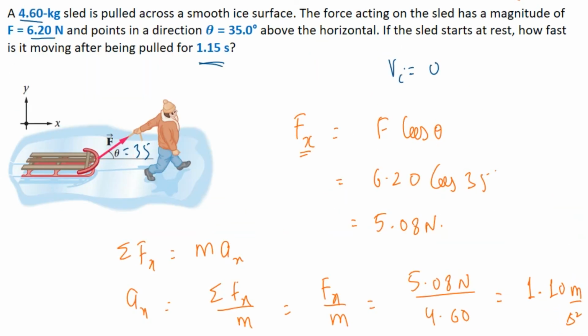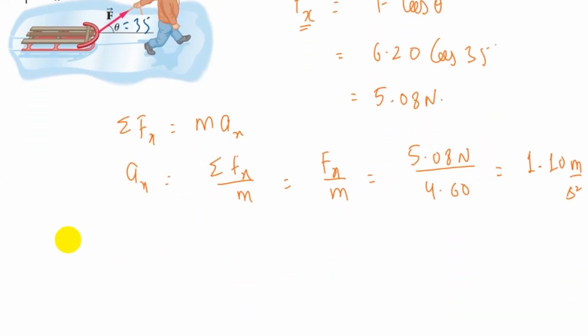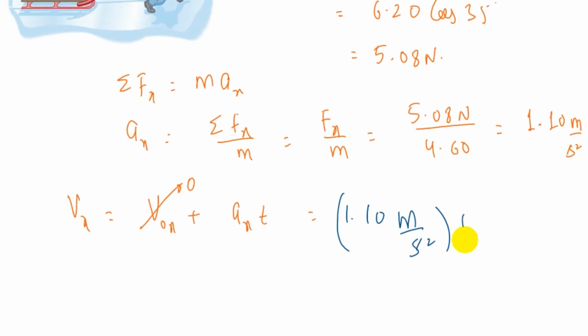Now we're going to use the kinematic equations that we studied in chapters 2 and 4. So Vx is equal to V naught x plus Ax times t. Now the initial speed is 0, so this term is 0. Acceleration in the x direction we have 1.10 meter per second squared, and time we take to be 1.15 seconds. So on solving, the speed at this instant will be 1.27 meter per second.